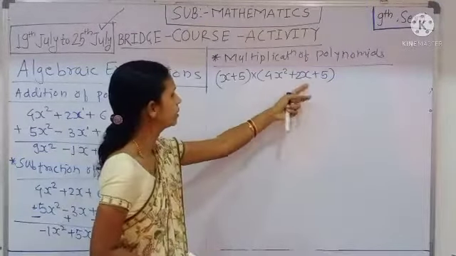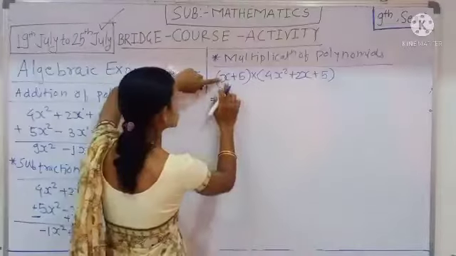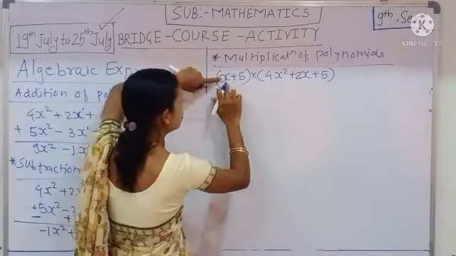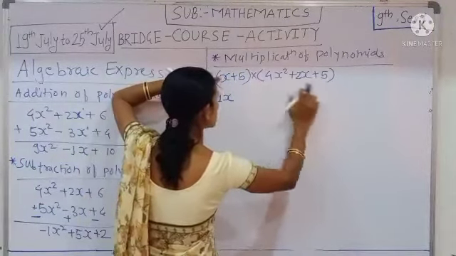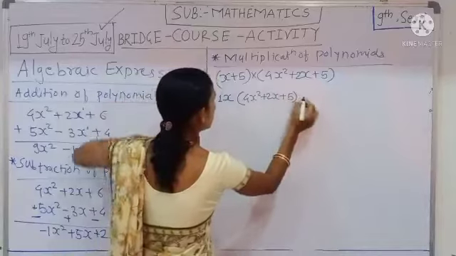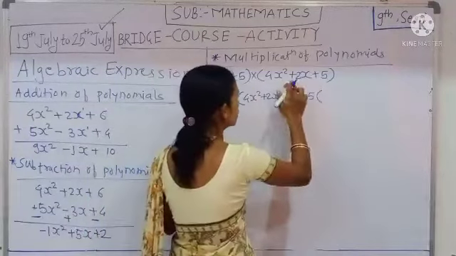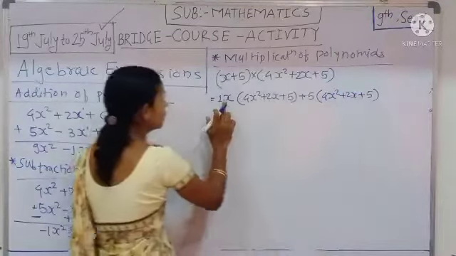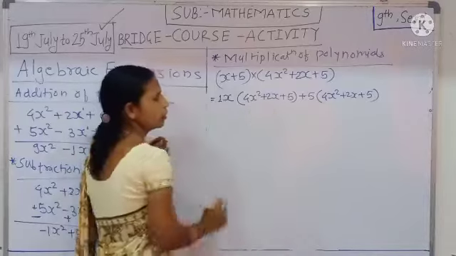Then that is the trinomial. Then see here how to solve this example. First of all, write the first term of this binomial, that is 1x. Then multiply this term to all terms of the second polynomial. Then see here 4x square plus 2x plus 5. Then plus 5 into, then multiplied with 5 to the same polynomial, that is 4x square plus 2x plus 5.